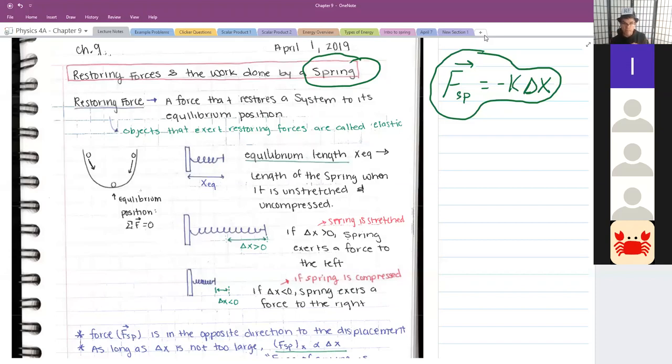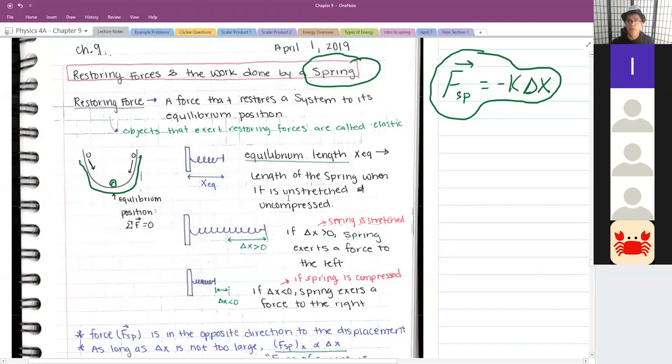Another example of a system like this might be a ball rolling back and forth inside a bowl or something like that. The sum of the forces is zero when the object is right here at rest, but as the object gets displaced away from equilibrium, there's always a force sort of trying to pull it back. So a couple things about this.